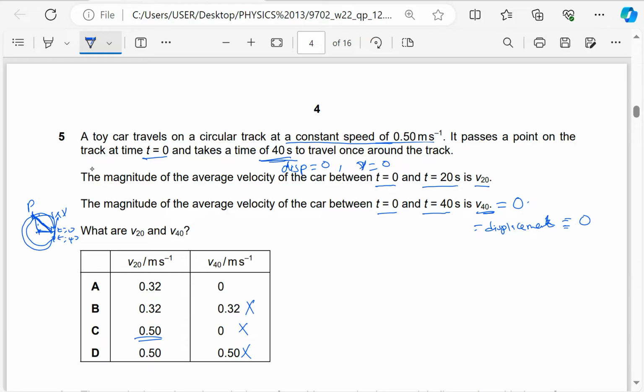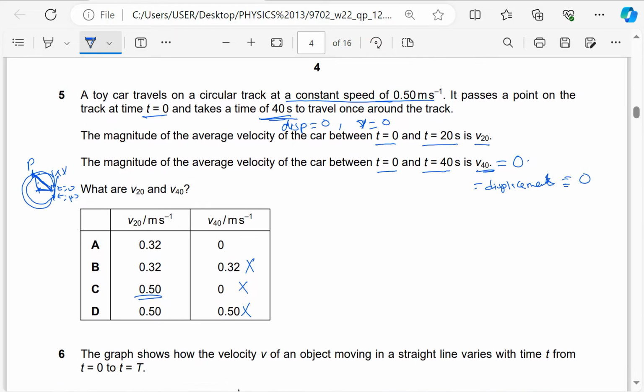So at 20 seconds, if the speed is 0.5, because the direction changes, the velocity cannot be the same as the speed when the direction has changed in magnitude. So this one cannot be correct, because velocity is not the same as speed when direction changes.